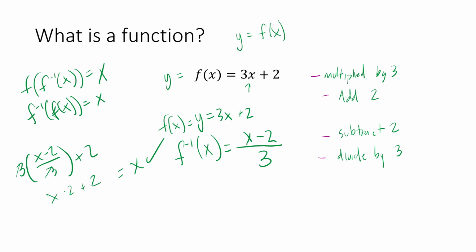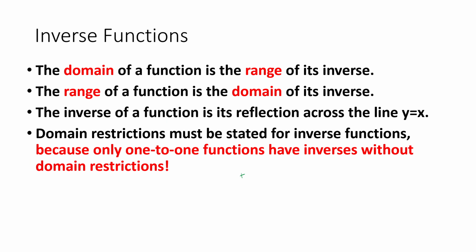So, last thing to note, just to summarize what we talked about. The domain of a function is the range of its inverse, and the range of a function is the domain of its inverse. The inverse of a function is a reflection across the line y equals x. So the inverse function is a reflection of the original function across the line y equals x. And if we don't have a one-to-one function to begin with, then we need to state a domain restriction on our original function in order to have an inverse function.